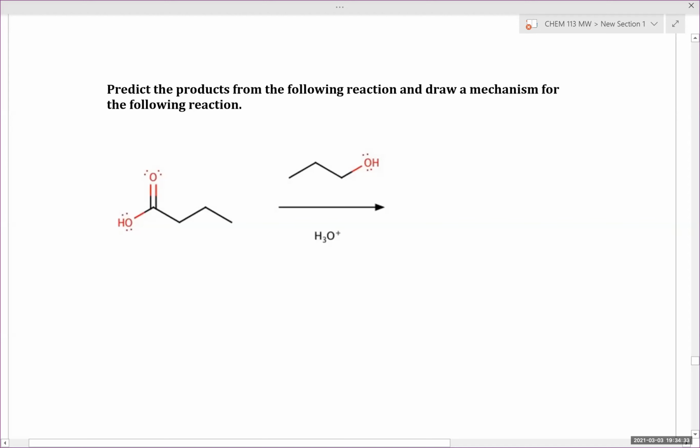So in this case, we have a carboxylic acid and an alcohol under acidic conditions. What product will we observe? And I'd like to have students draw a mechanism for this reaction. I'd like to see that students are comfortable drawing a step-by-step mechanism for trans-esterification of alcohols and for acylation of alcohols under acidic conditions.